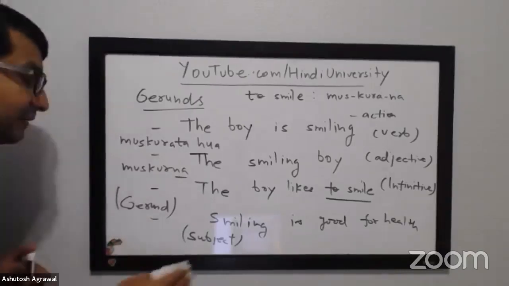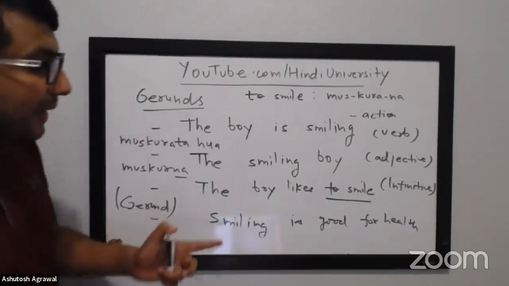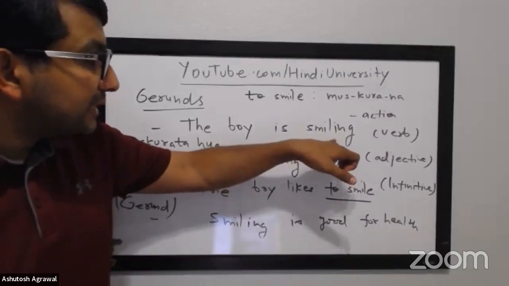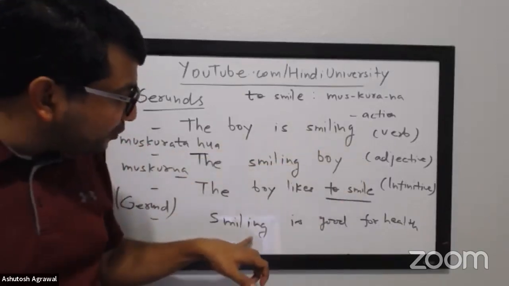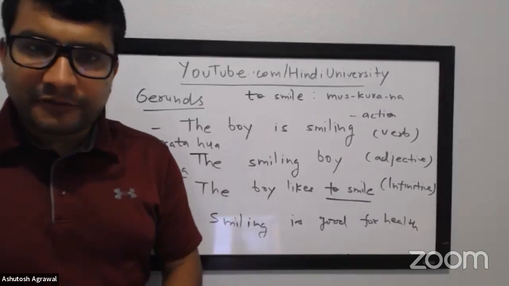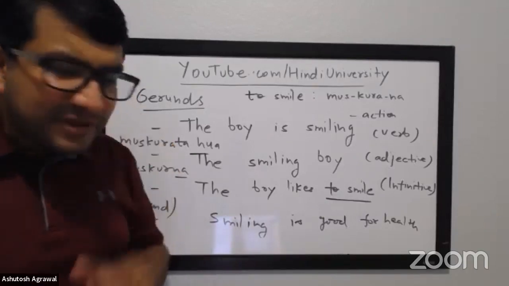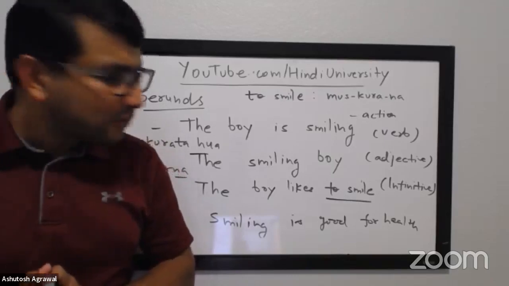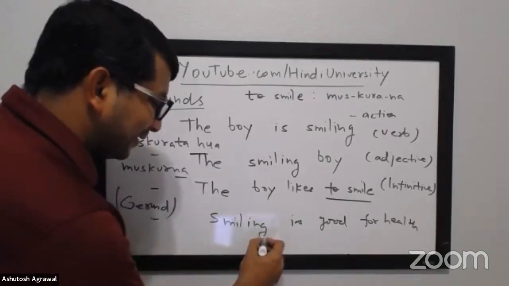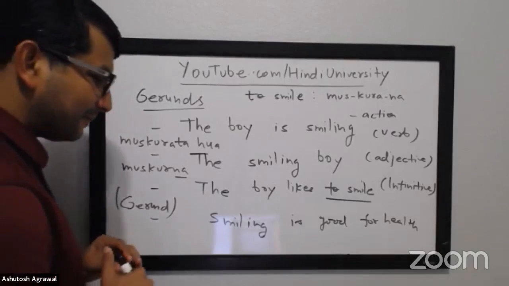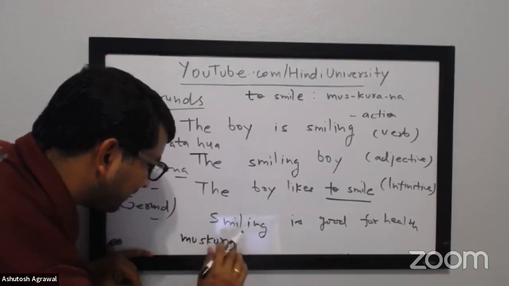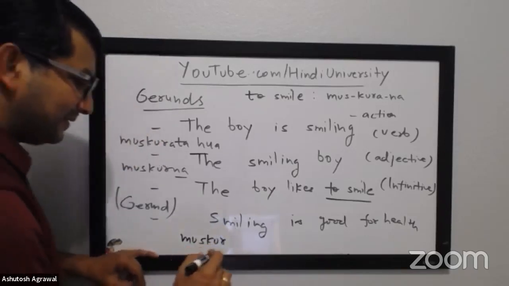Now let's go back to the topic that we're here for. Smiling is good for health. In English, gerund is used as it is, like the way you were using the participle. If you were to guess, how would Hindi approach gerund? Different languages approach gerund in different ways. Anybody want to guess, what do you think Hindi will be approaching it as? Oblique. Okay. How will you say that? Muskurane. Muskura.